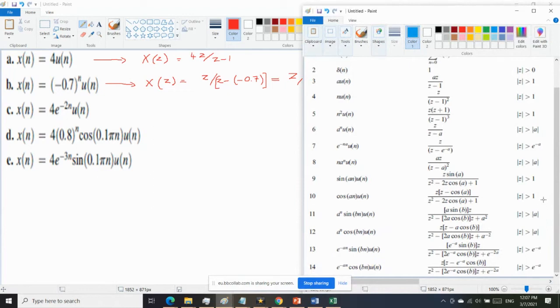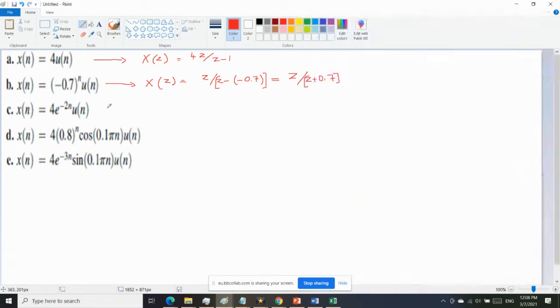Okay, the third one is 4e to the power of minus 2n. It will be one of these, maybe this one, e to the power of minus an. So A will be 2, and here you have a constant. This constant is not a problem because it's linear, so the constant stays outside. So we can apply this rule number 7. The result is Z over Z minus e to the power of minus a, and the constant 4 stays outside.